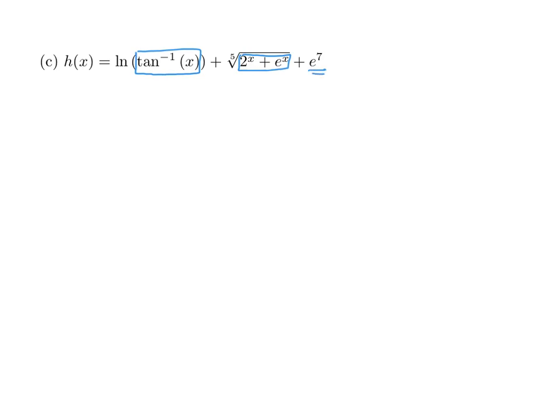This thing here at the end, this is kind of like a trick. This is e to the power of 7. There's no variable in that, so this is a constant. I write this because I know the derivative of a constant is equal to 0. I'm going to just take a second to rewrite the function h of x. And the only reason I'm doing this is the natural log of, okay, we have tangent inverse, which is the same thing as saying arctangent. There's nothing really to rewrite there.